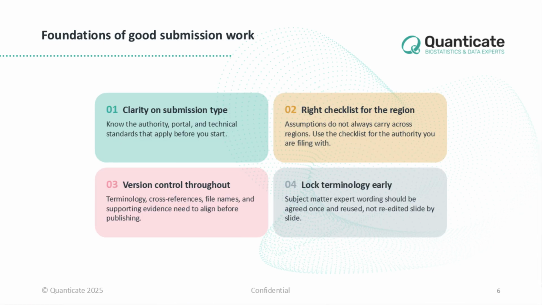Good submission work starts with clarity about the submission type, the relevant authority expectations, and the technical standards that apply. Teams need the right checklist for the authority and portal they are using. Version control also matters throughout. Terminology, cross-references, file names, and supporting evidence need to align before the package is published.